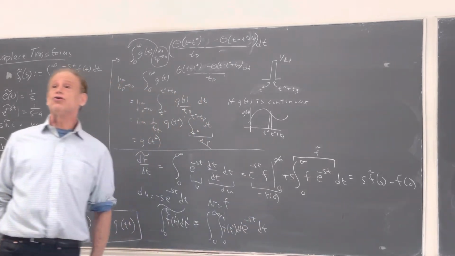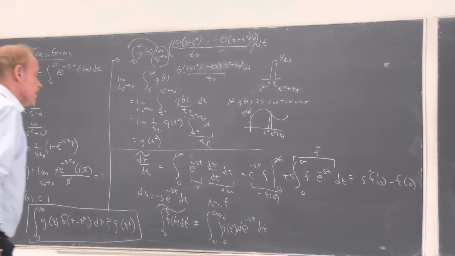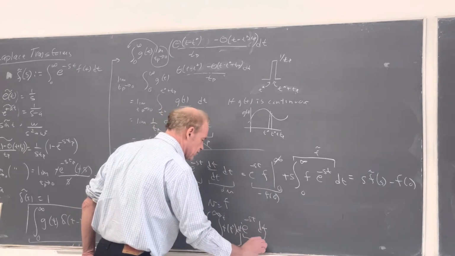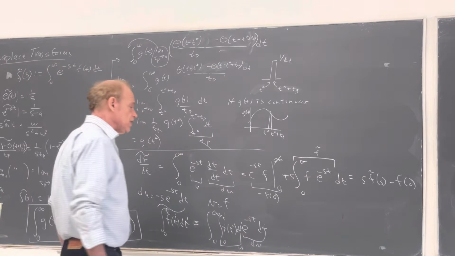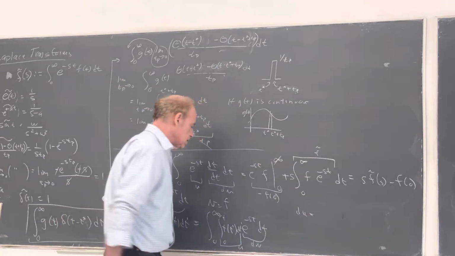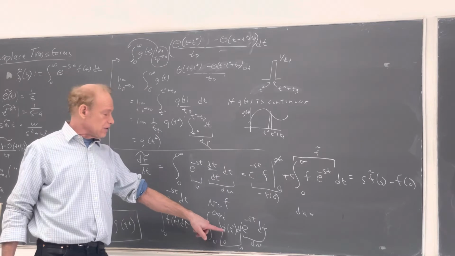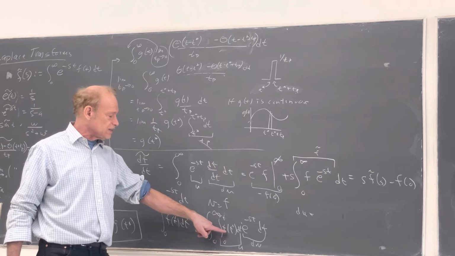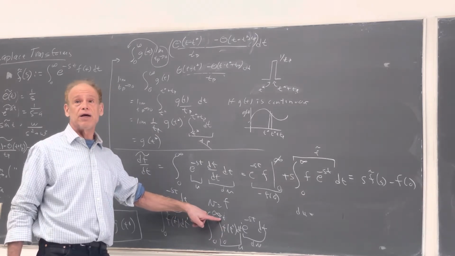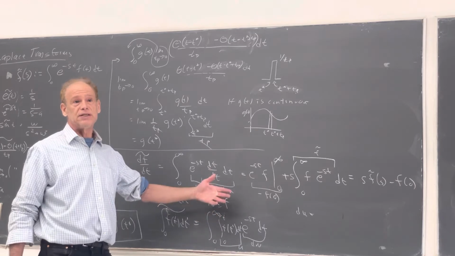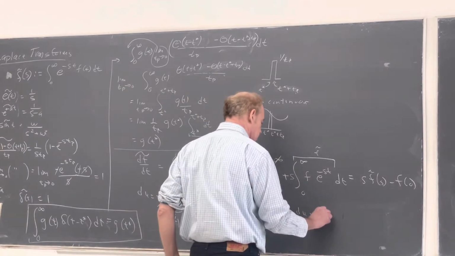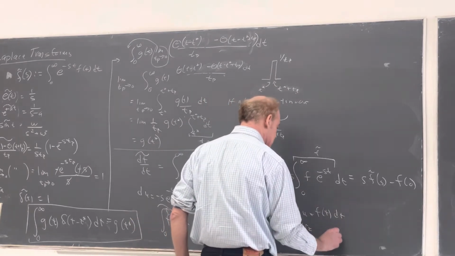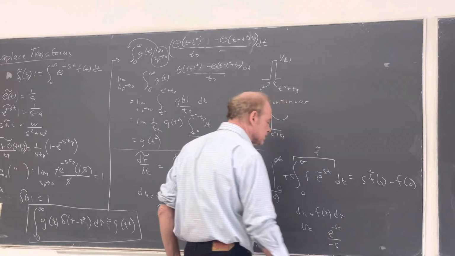Now there are two ways I can do this. Let's just do it by integration by parts. I'll let this thing be u, and this thing be dv. So in this case, du, by the fundamental theorem of calculus, is the integrand evaluated at the top limit times the derivative of the top limit. But the dt is 1. So du is f of t dt. And v is e to the minus st divided by minus s.